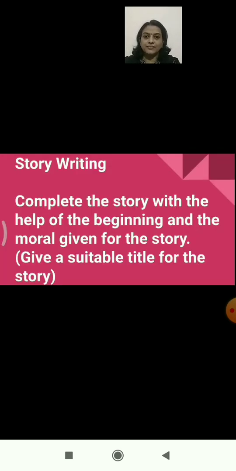Now story writing, the question is, complete the story with the help of the beginning and the moral given for the story. Give a suitable title for the story. Means you have to complete a story, okay, and the beginning of the story will be given to you and also the moral of the story. Your work is to complete that story. You have to take that story ahead. Okay, so looking into the introduction, the beginning which has been given to you, you will start with your story.